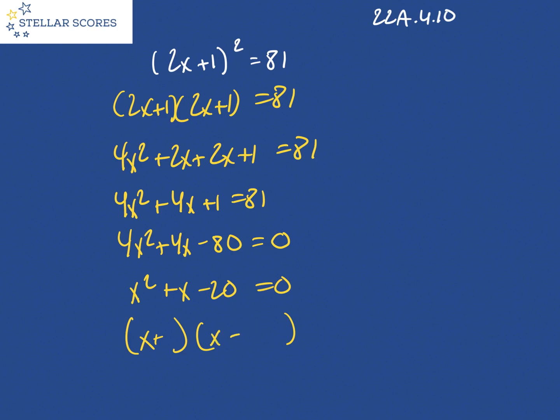And I want to end up with a positive 1x. So I'm going to say x plus 5, x minus 4. That should give me what I need. So therefore, the values that make this work are x is equal to negative 5 or x is equal to positive 4. So that is choice B, and that is one way to think about it. Let me give you another way to think about it.